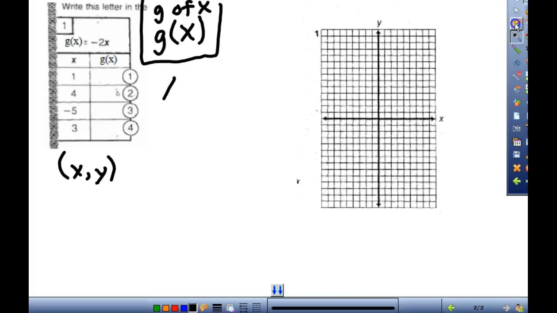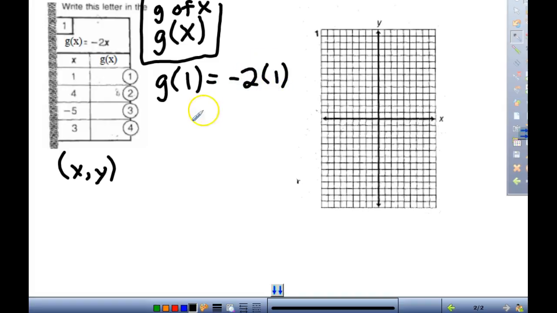Okay. So here's how your work wants to look for all of these. We'll have G of 1 since x is 1. So we're just taking the x, we're putting in there. So this just says we're plugging in 1. That's what this notation means. We're going to plug in 1. So that's going to be negative 2 times 1.